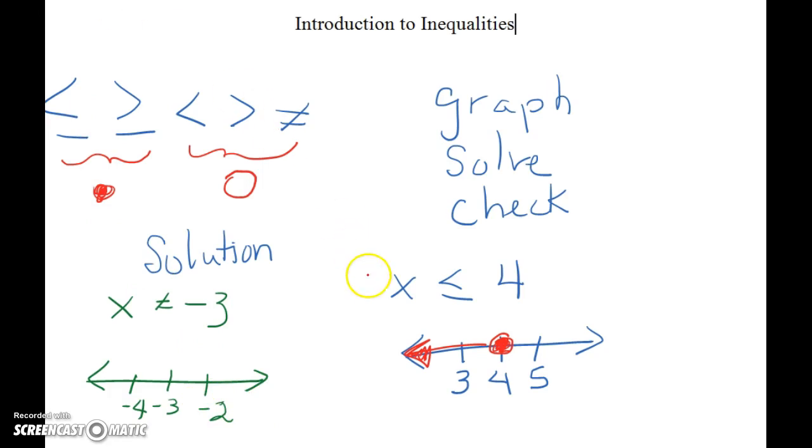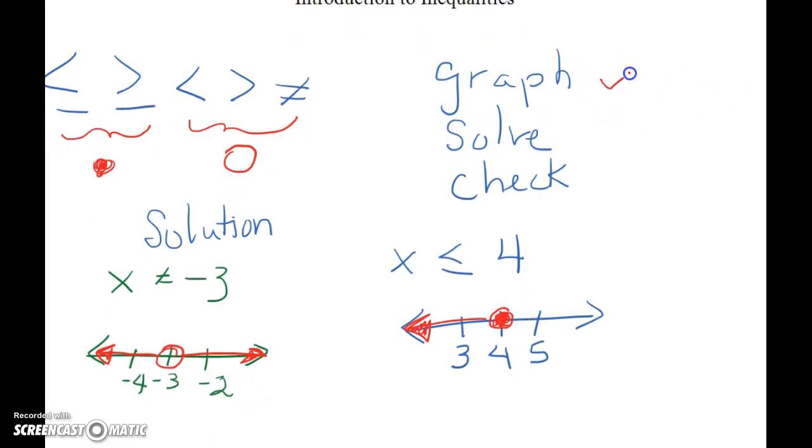Okay, so when we graph this one at negative 3, we're going to have an open circle. And because it's not equal to negative 3, that means that it could be less than negative 3, or it could be greater than negative 3. Negative 3 is the only number excluded from our solution. So that means that we are done graphing.